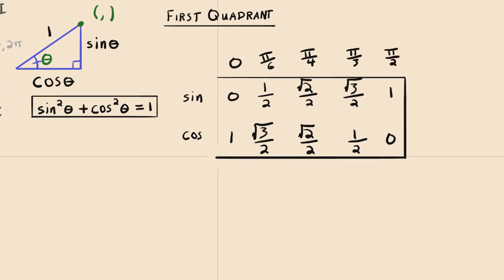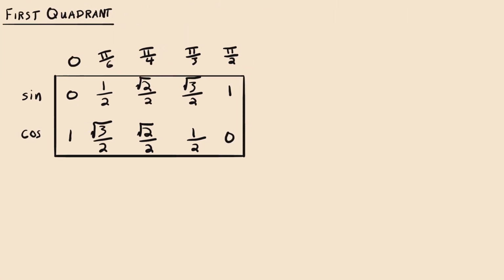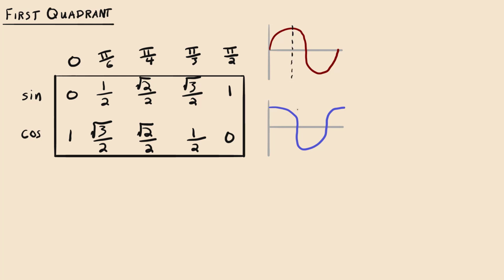Now, if you're ever not sure about which one's which, if sine starts from 0 or 1, just keep in mind the general shape of sine and cosine. Sine looks like this, like a backwards S. Cosine looks like this. It's like a U. The first quadrant's here on sine and here on cosine. Sine starts from 0 to 1, and cosine starts from 1 to 0.